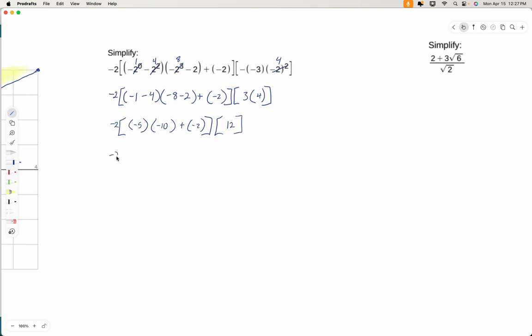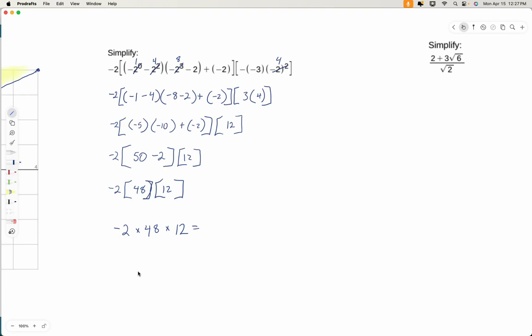All right, now I've got multiplication. Now that everything inside of the parentheses is solved, -5 times -10 is a +50. And plus in a negative, positive and a negative, that's going to be a -2. And then that's going to be times 12. Got one more to solve. -2 times 50 minus 2, which is 48. That should be a bracket, sorry, times 12. That's where we are now. We are at -2 times 48 times 12.